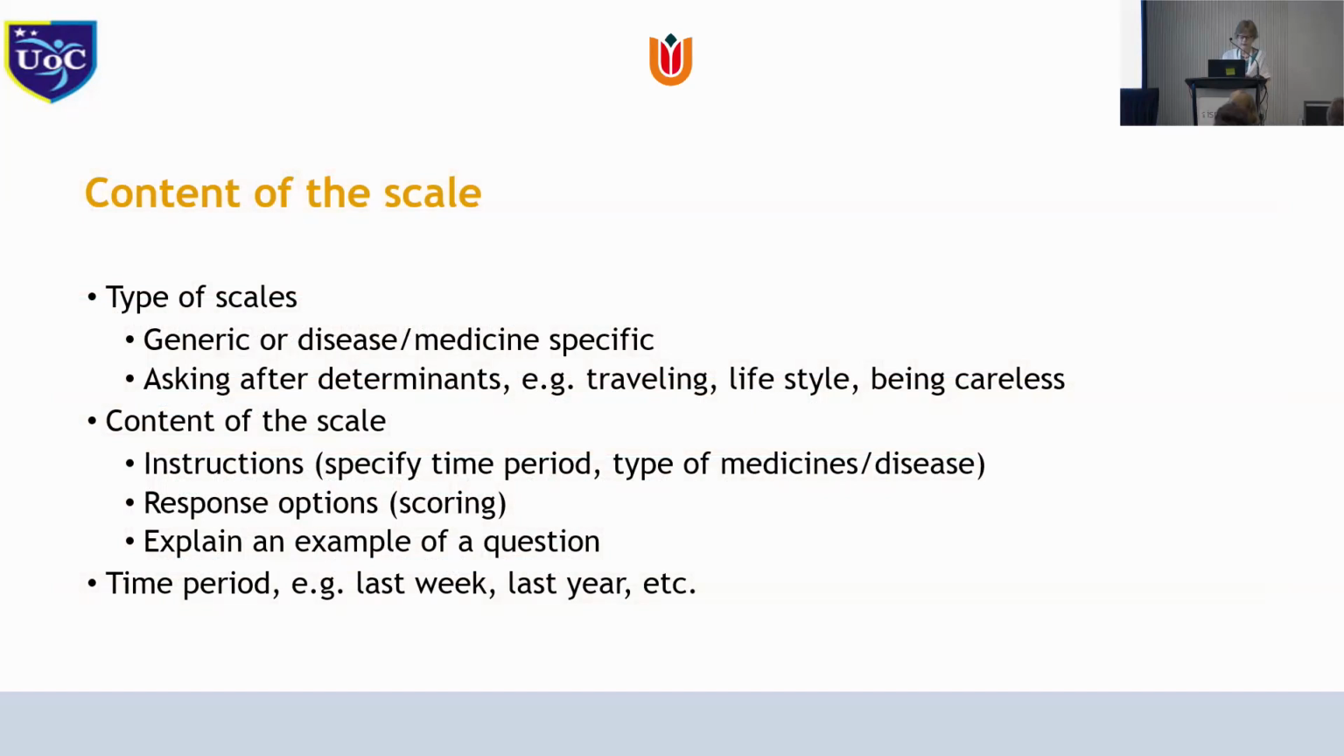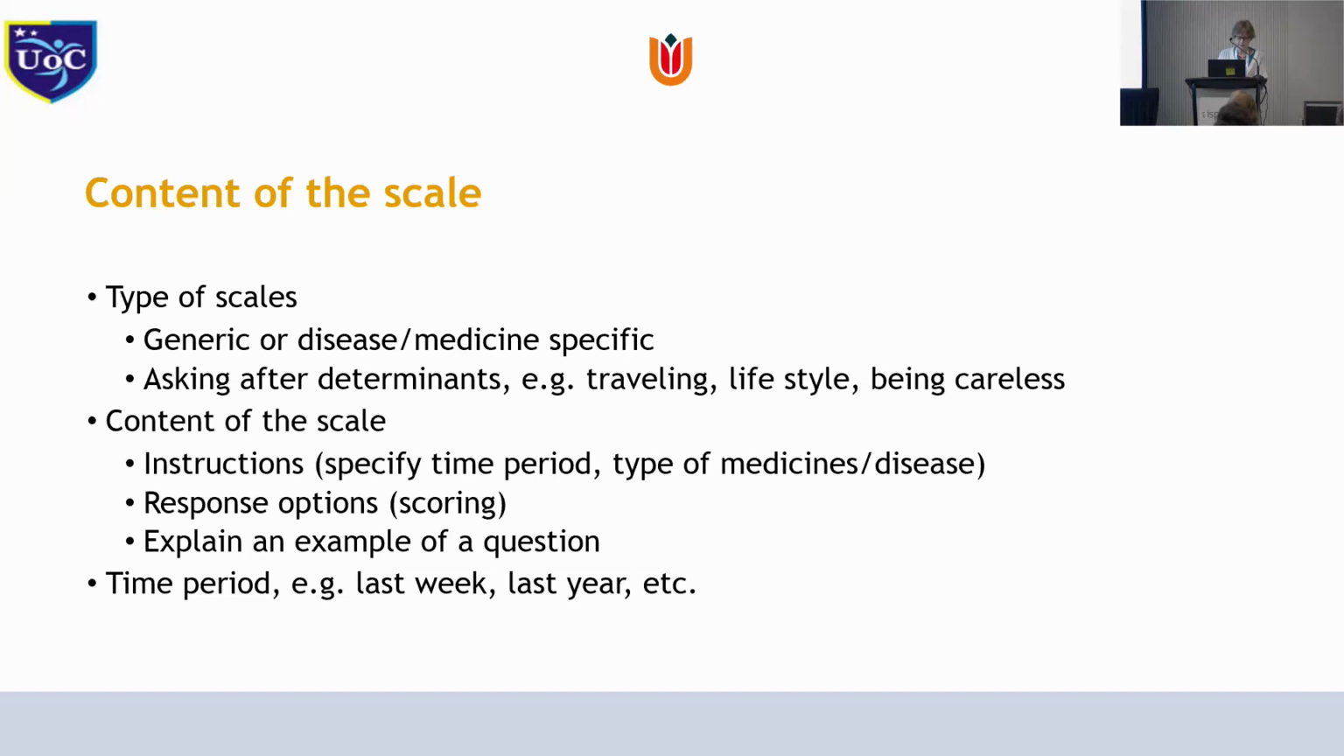Well, regarding the scales, you should know that there are both generic scales, like MARS, MAC, Morisky, and scales specific for a disease, such as Hill-Bone. And some also ask after determinants. What you should also note is that you need to provide a careful instruction to fill out the questionnaires, for which time period you ask. Do you ever forget to take your medication? Is that the last week or the last 2 weeks or the last month? That people understand.